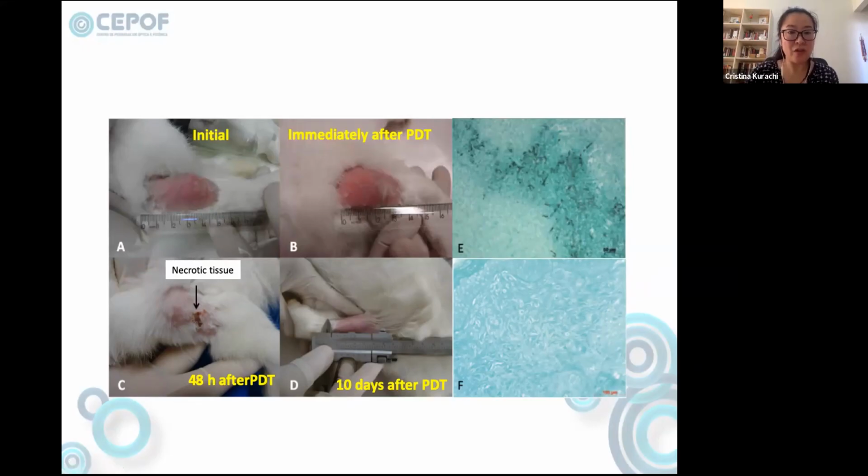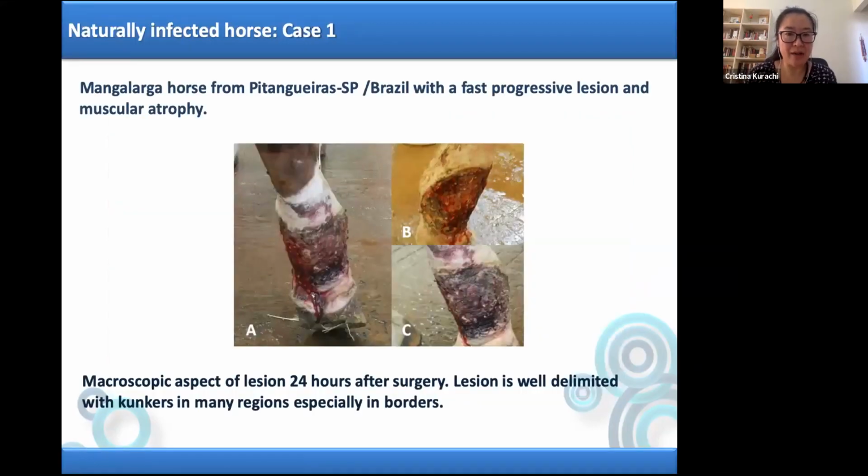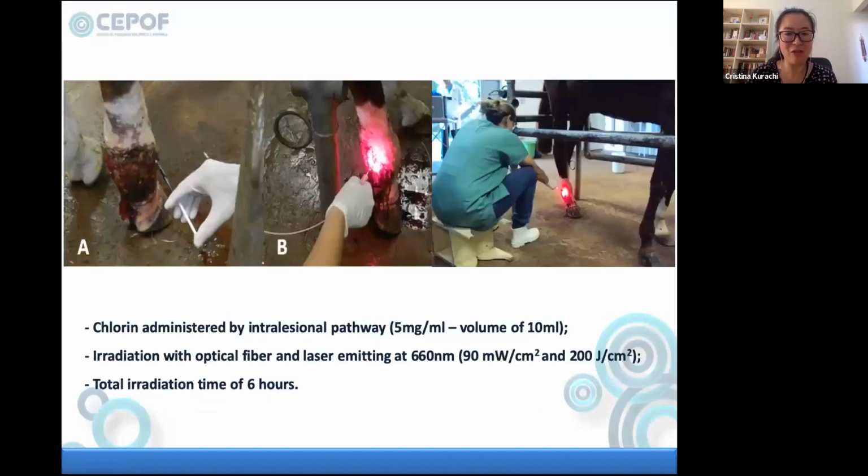At the end of this project, we finalized by treating some horses that were naturally infected by Pythium insidiosum. This is the kind of lesion that we are facing in this kind of animal. This horse had already had 2 surgical procedures, and this is 24 hours after the second surgery. In this case, it would not be possible to use systemic injection, so we just performed the intralesional injection of the chlorine, the best photosensitizer that we had.